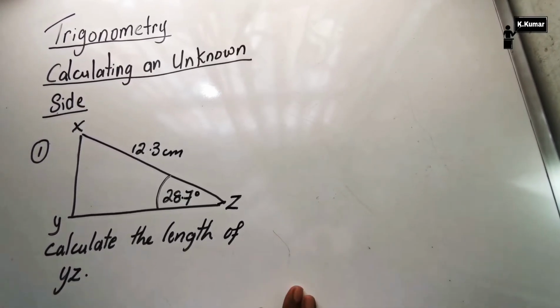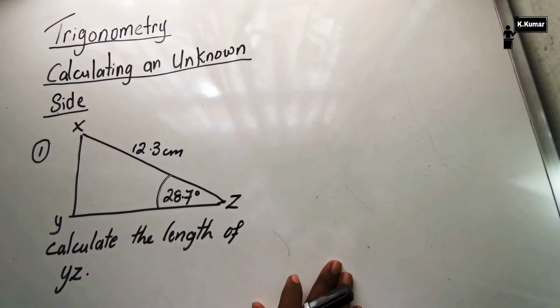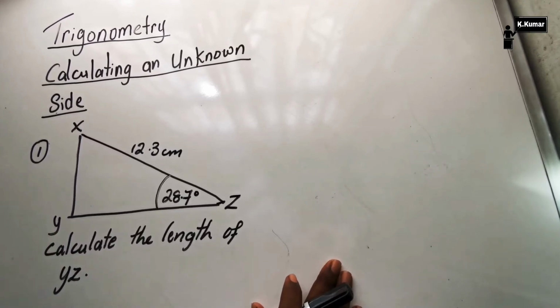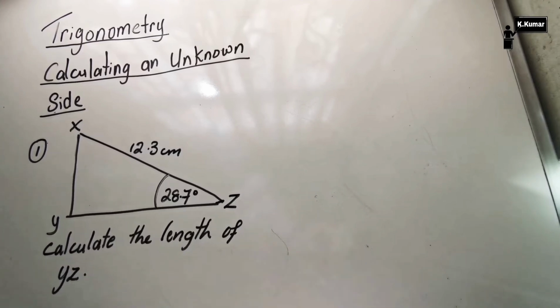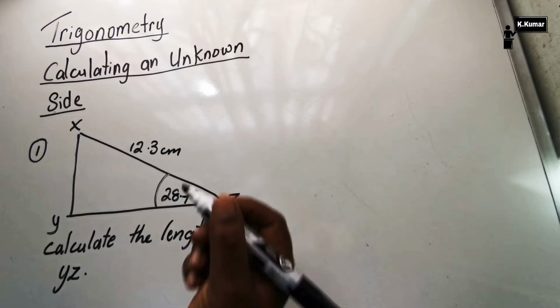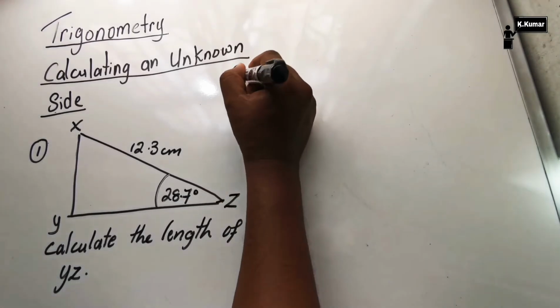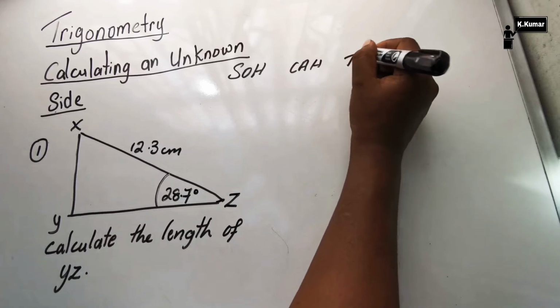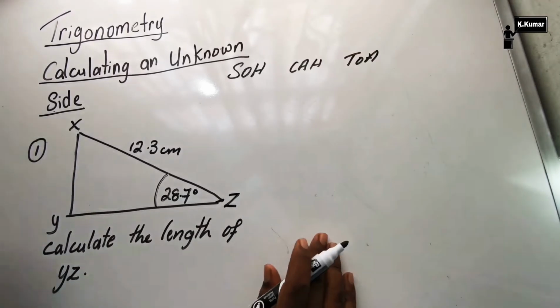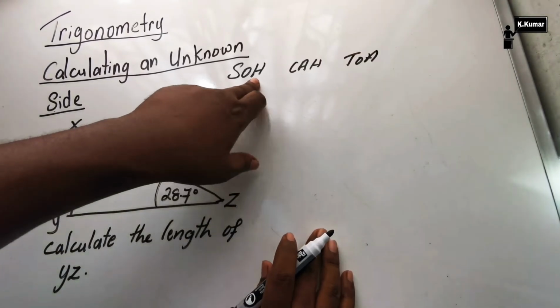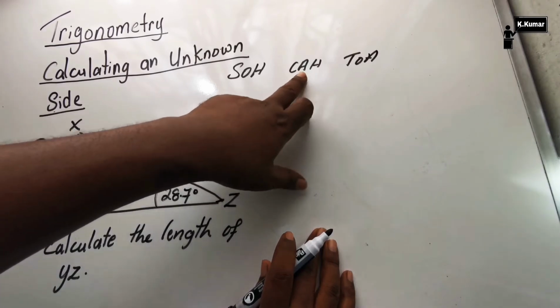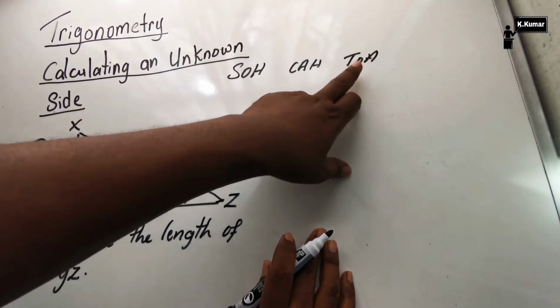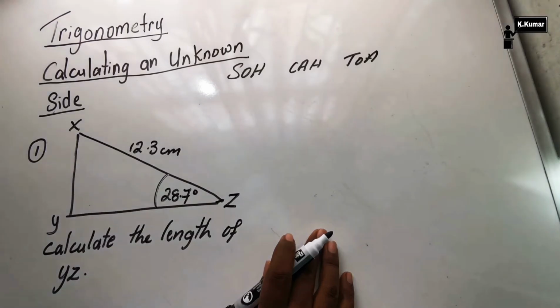In our last video, I looked at the three trigonometric ratios and I've given you what those three ratios are. To simply remember them, we say SOH CAH TOA. Sine is equal to opposite over hypotenuse, cos is equal to adjacent over hypotenuse, and tan is equal to opposite over adjacent.